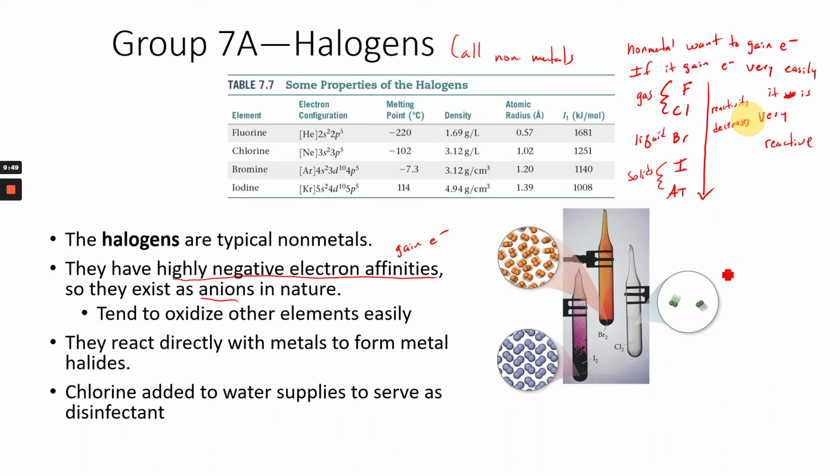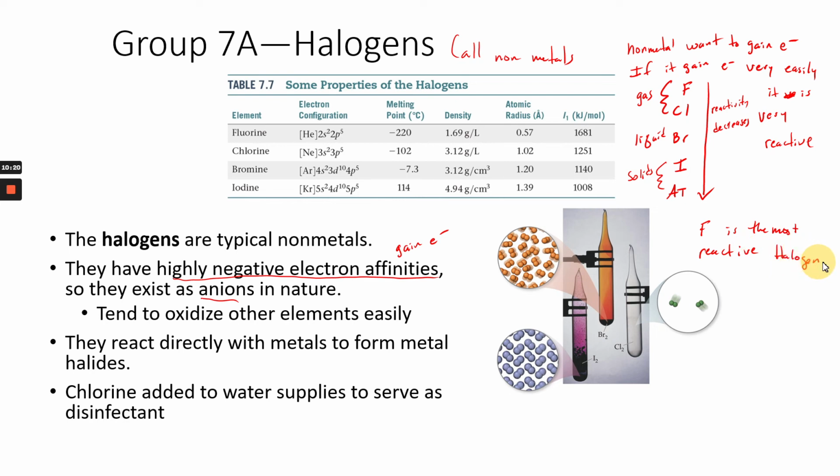The reactivity decreases because it gets harder for it to gain an electron as you go down, because your atom's getting larger. There's less force of attraction to gain the electron. And if you look at the trends in electron affinity, you'll see that as you go down, the electron affinity is less negative. So fluorine is the most reactive halogen.